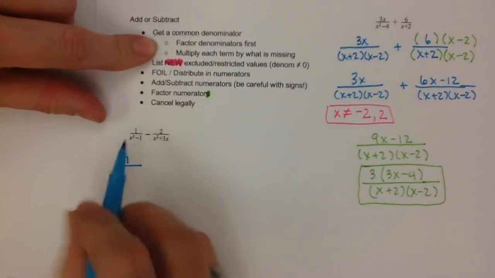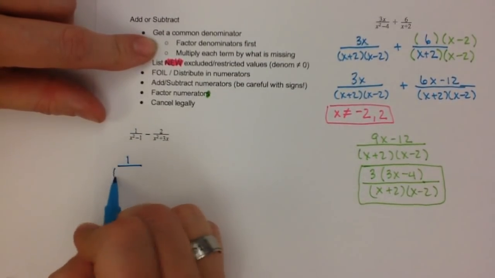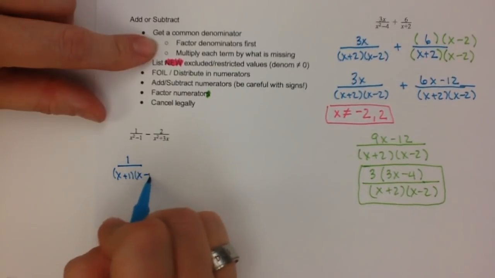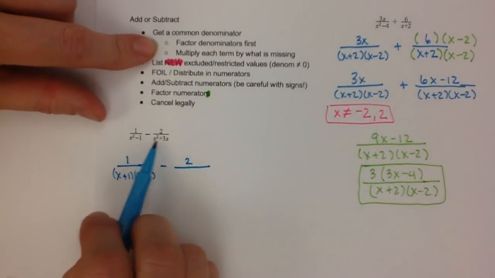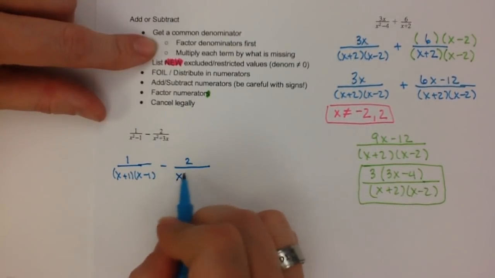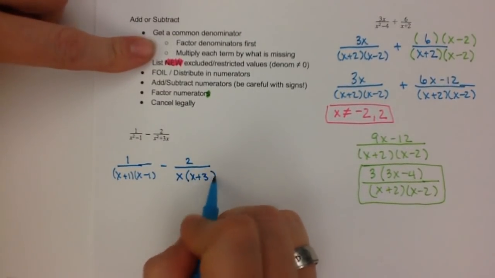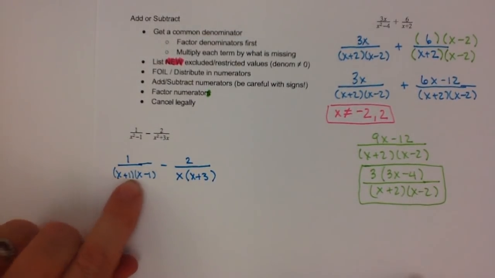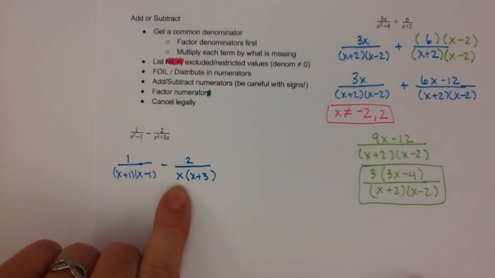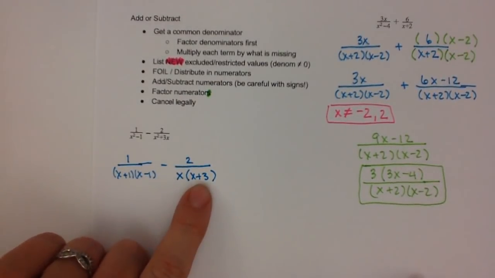So we've got 1 over, that's a difference of squares, so x plus 1, x minus 1, subtract 2 over, this one just has a GCF of x, so x times x plus 3. And then we need to multiply each term by what's missing so that we can get a common denominator. The first denominator has an x plus 1 times an x minus 1. The second denominator has an x times an x plus 3. So I've got to make them match exactly.